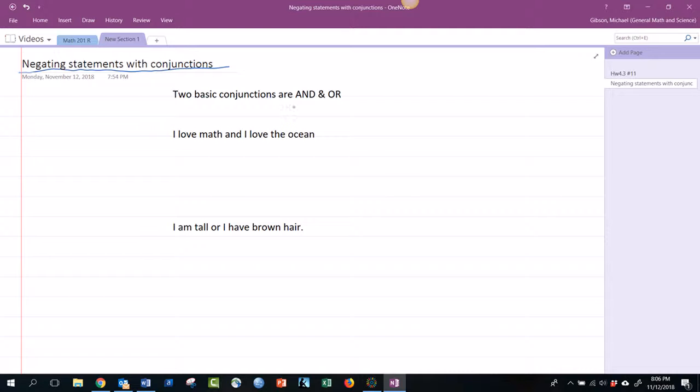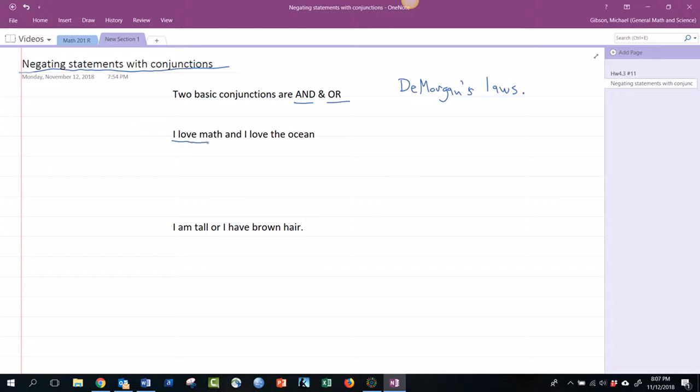There are really only two conjunctions: and, and or. Negating them uses something called De Morgan's laws. All right, so let's see how this works. It's not particularly complicated, but it's definitely not obvious either. All right, so let's start with the first conjunction.